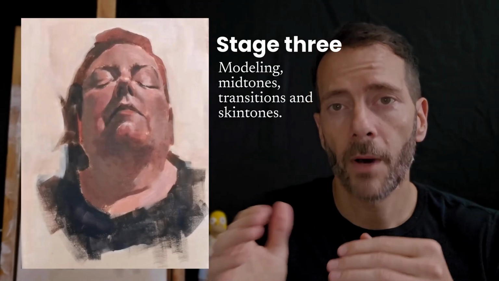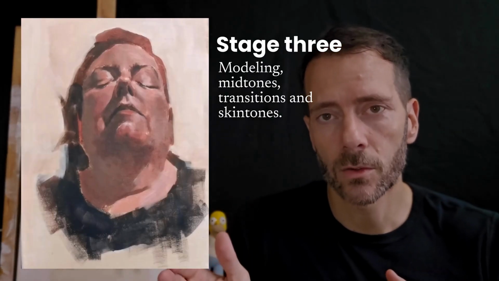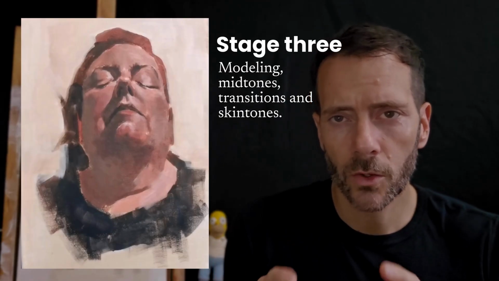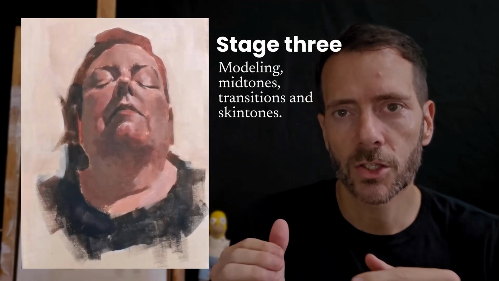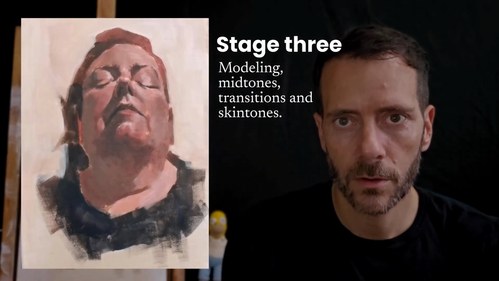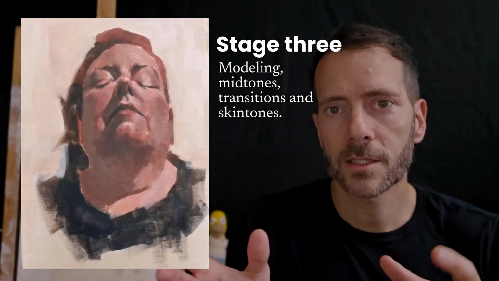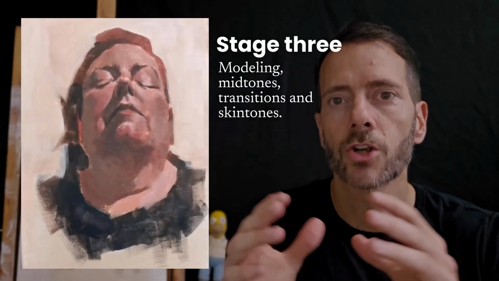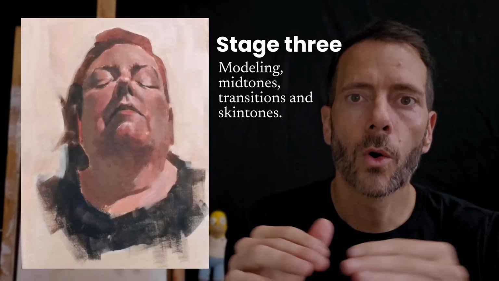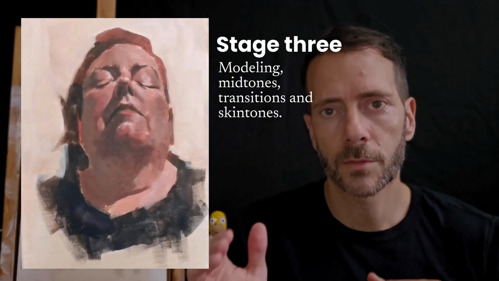Step 3, modeling, midtones, transitions, and skin tones. Here I build midtones between light and shadows, creating a transition that turns flat shapes into round, believable forms. Edges matter. I soften them over curved planes like cheeks, and I sharpen them at features like the nostrils or lips. This is also the stage where skin tones become crucial.